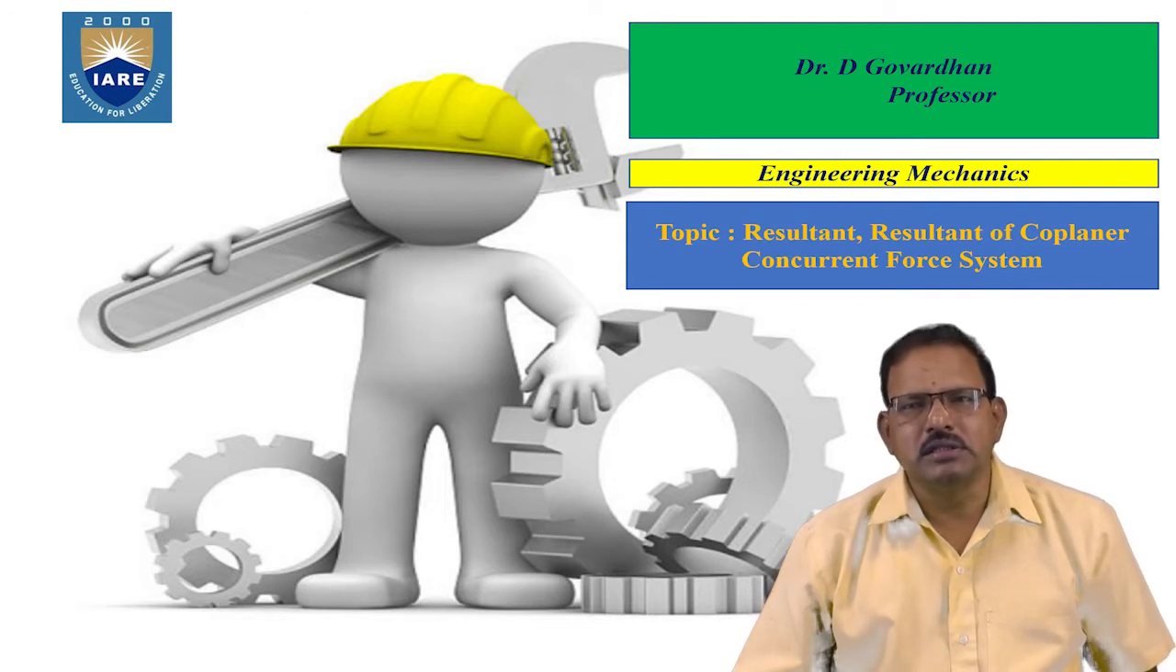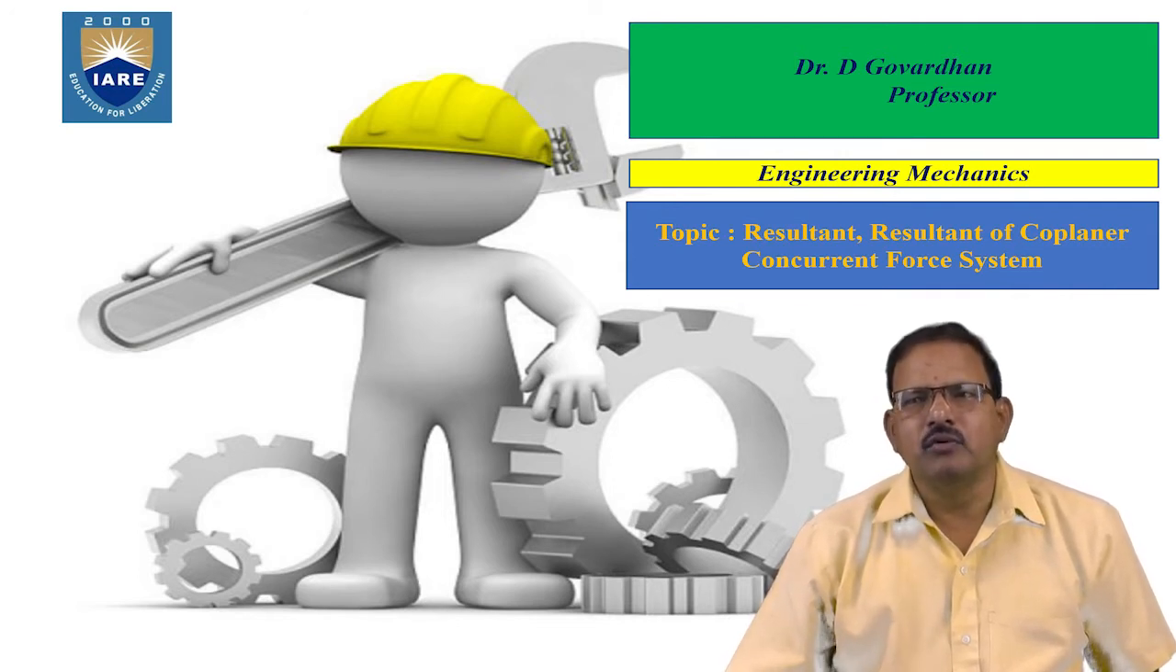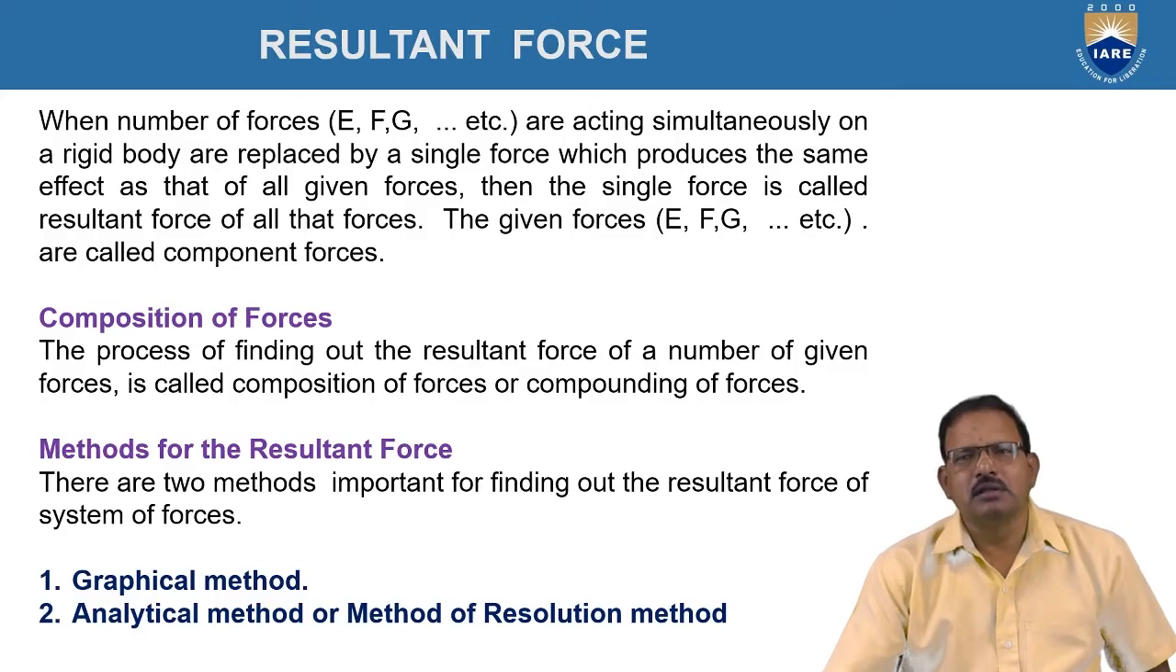Today the topic is the resultant of a coplanar concurrent force system. When a number of forces are acting simultaneously on a rigid body, they will have some effect on it. But if all the forces are replaced by a single force which has the same effect on the body, that single force is called the resultant of all the forces.